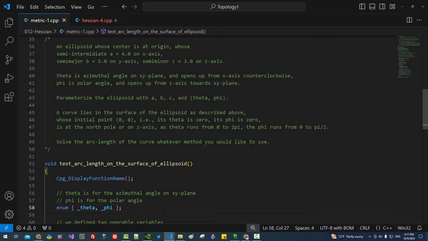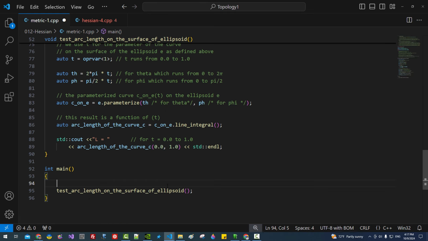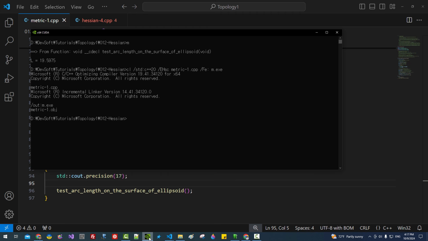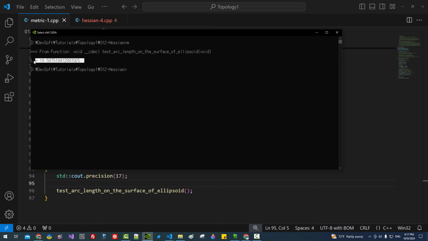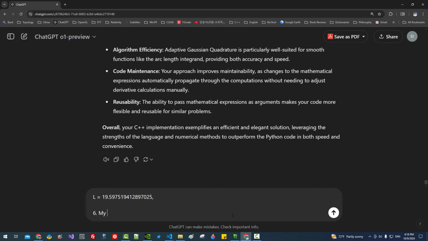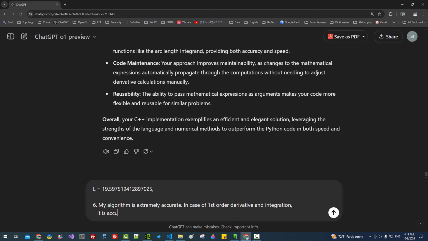Now we display full precision. Set cout precision 17. We build again. Clear screen. I will copy this, paste it here. 6. My algorithm is extremely accurate in case of first order derivative and integration. It is accurate up to 1e negative 14.